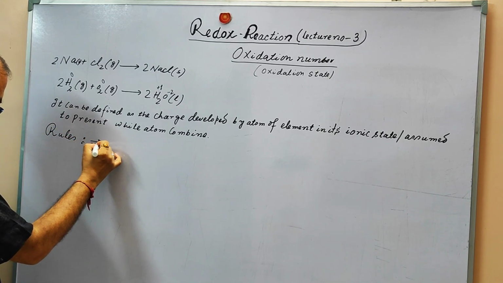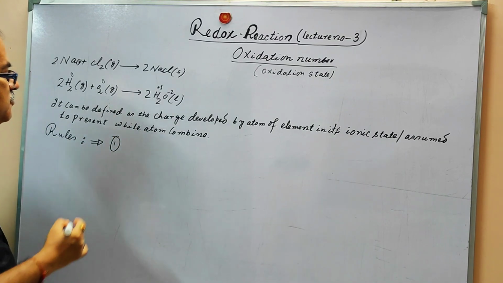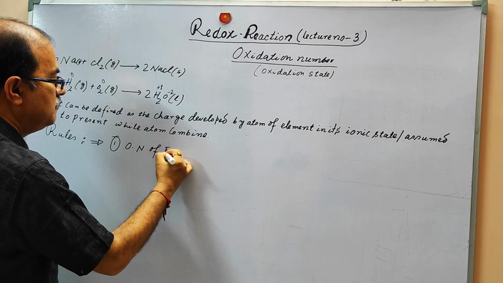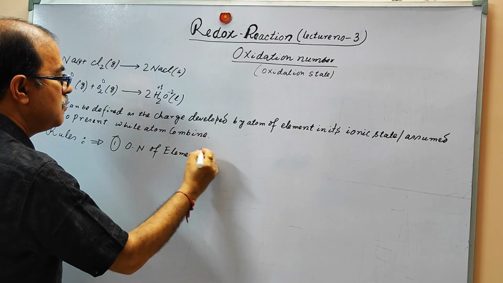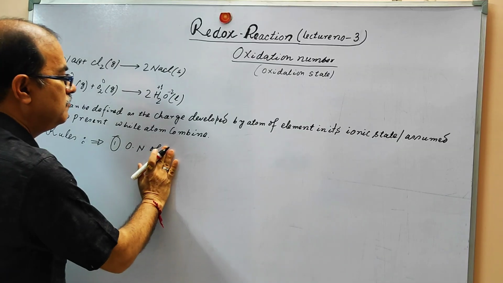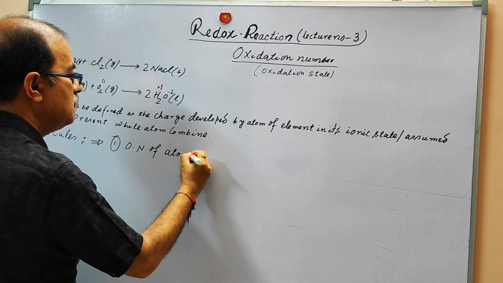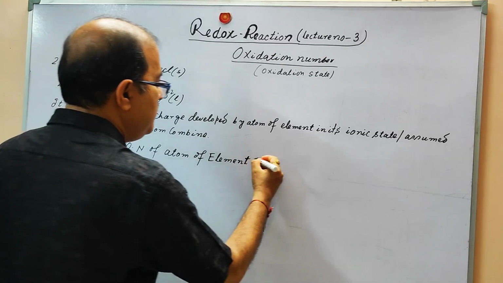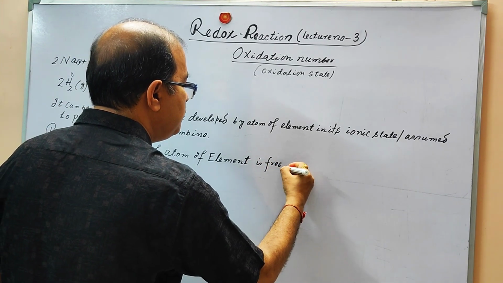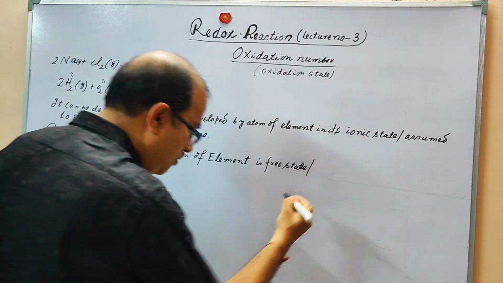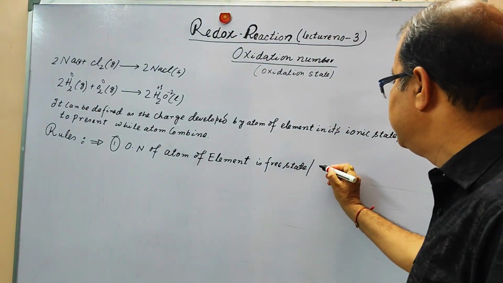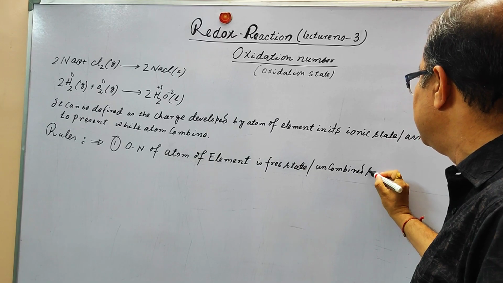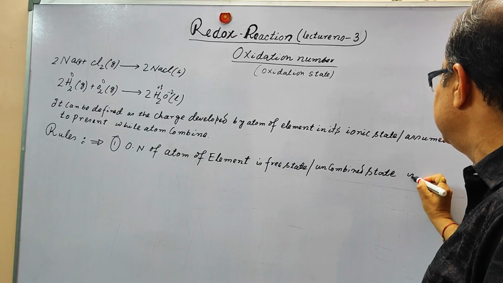Rules for defining the oxidation number. First rule: the oxidation number of an atom of an element in the free state, or we can say the uncombined state, is 0.